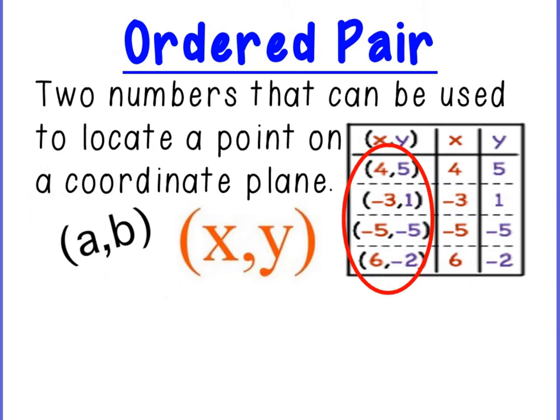All right. An ordered pair. So an ordered pair is two numbers that can be used to locate a point on a coordinate plane. They are always written the x-coordinate and then the y-coordinate. All right. And so you have an example here. So then on the plane, if it's 4, 5, it would be 4 over and 5 up. And so the ordered pair would be 4, 5.